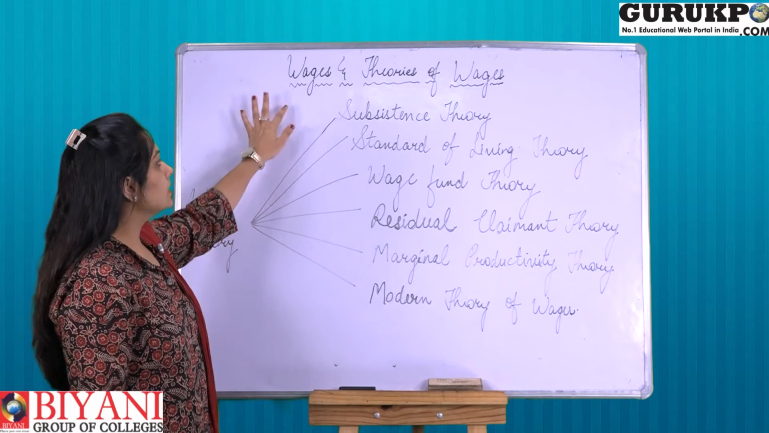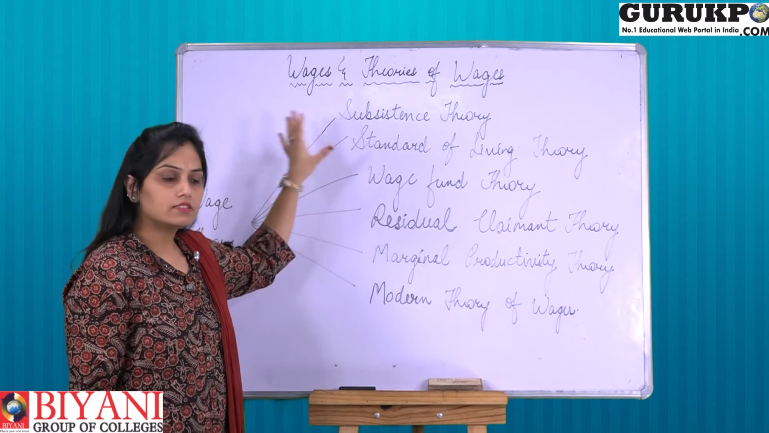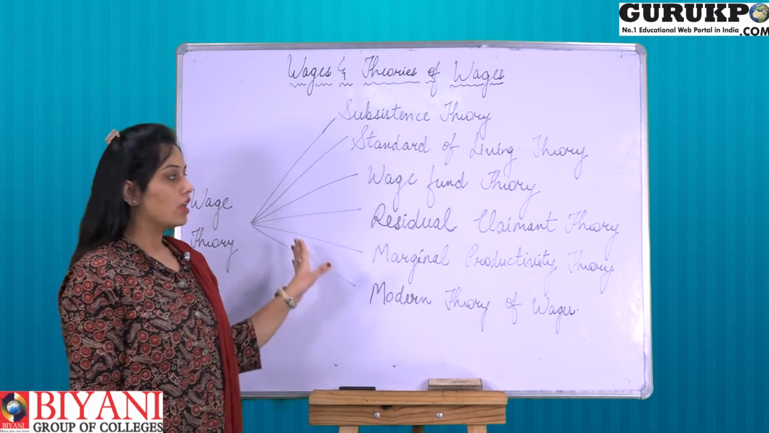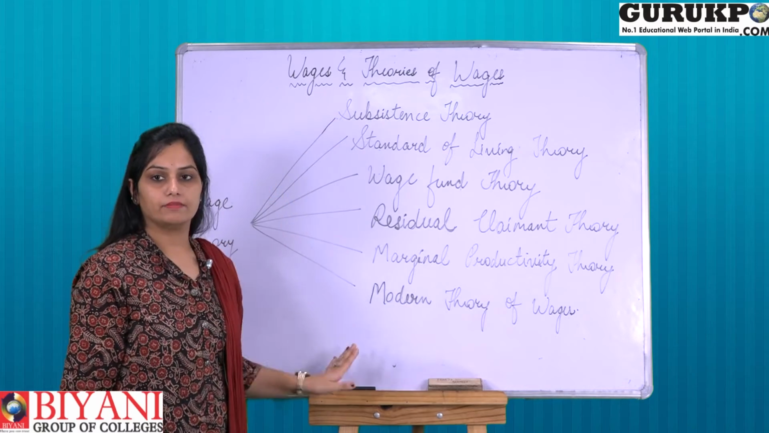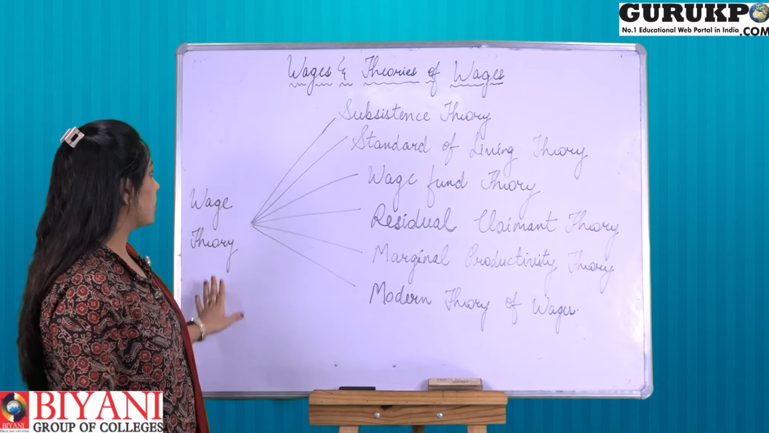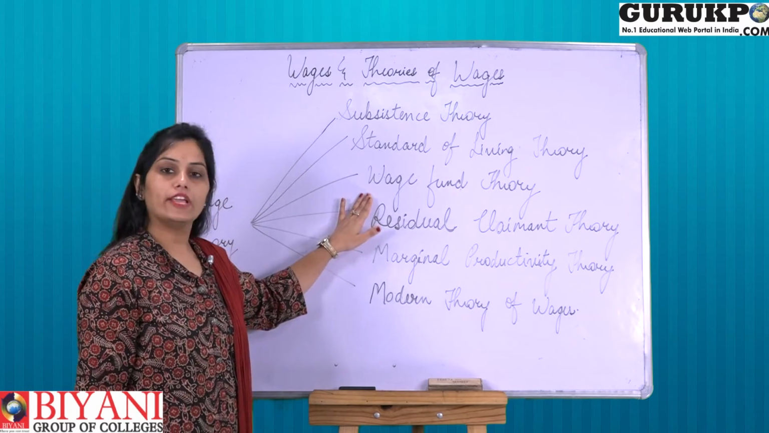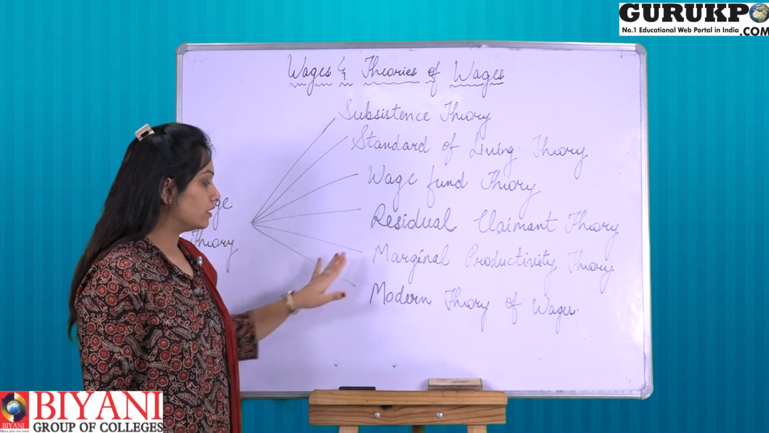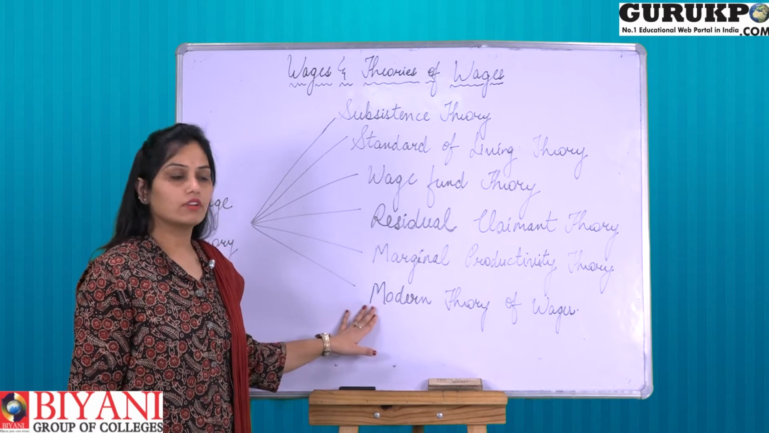Now, how are these wages determined? This is not a random affair. There are some theories given by economists which say how wages are determined. Some of the theories are subsistence theory, standard of living theory, wage fund theory, residual claimant theory, marginal productivity theory, and the last is the modern theory of wages.